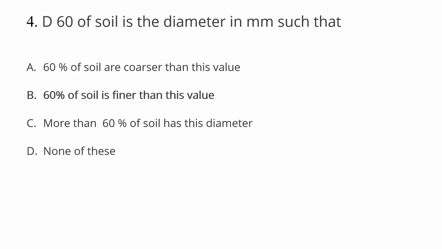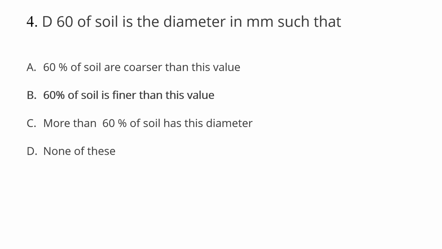So your fourth question, D60 of the soil is the diameter in mm such that option A is 60% of the soil are coarser than this value. Option B is 60% of the soil is finer than this value. Option C is more than 60% of the soil has this diameter, and last, it is none of these.